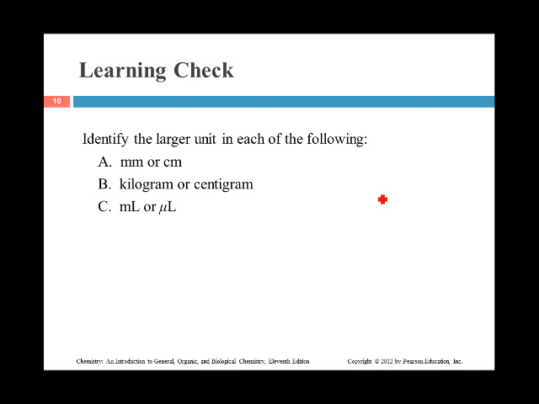I'll give you a minute to think about this. Okay, so which is bigger, millimeters or centimeters? This is 0.01, this is 0.001. So centimeters is bigger. Which is bigger, kilograms or centigrams? This is 0.01, this is 1,000. So this is going to be bigger. Milli, 0.001, micro, 0.00001. So milli is going to be bigger.